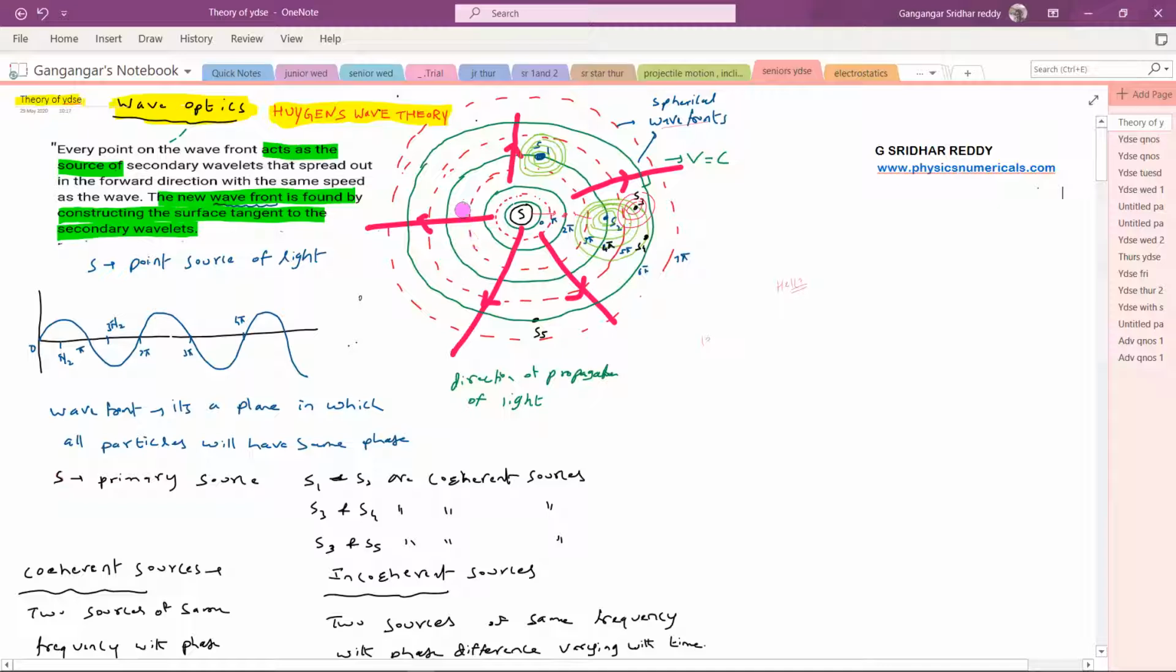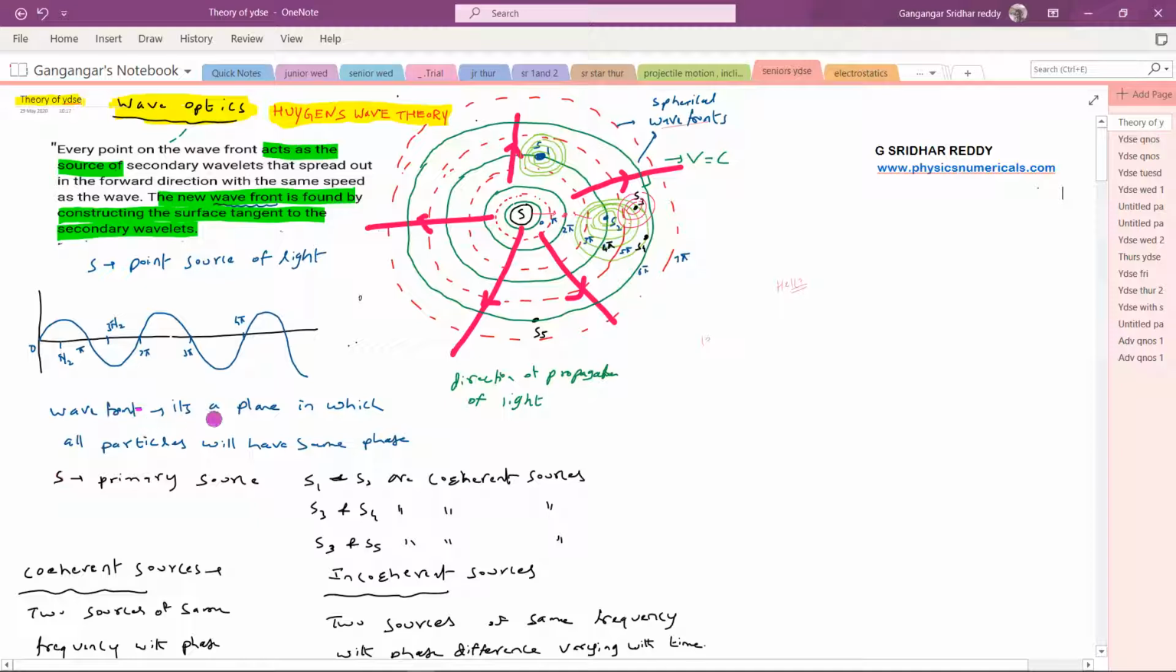People could not understand what the Huygens wave theory actually is, because in ray optics, which we have already studied, we discussed most of the concepts with the help of the rectilinear propagation of light. So let's begin. First I'll start with the wavefront concept.